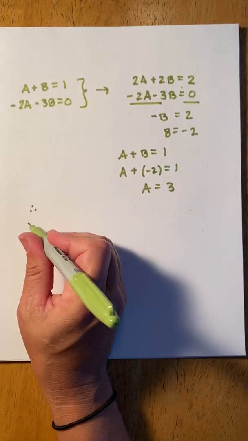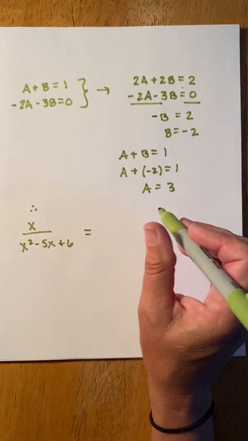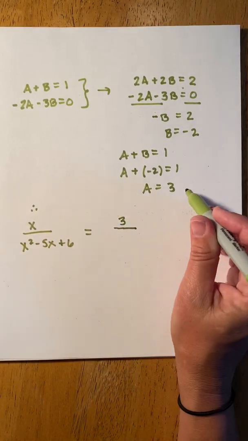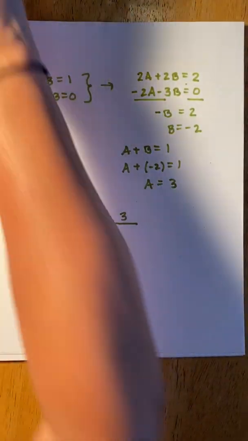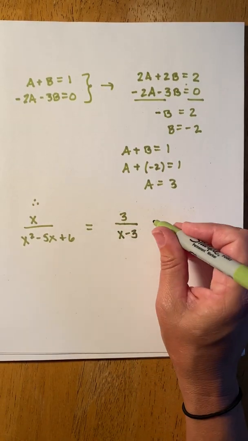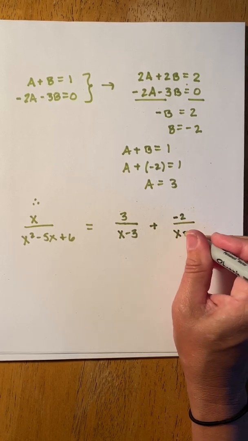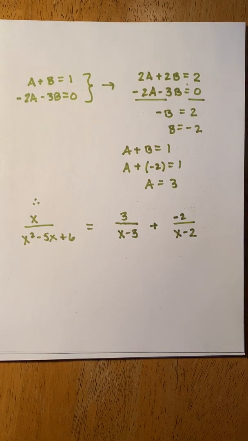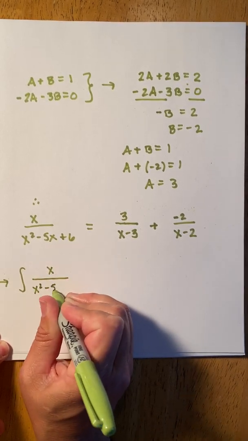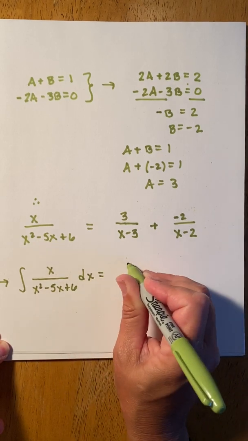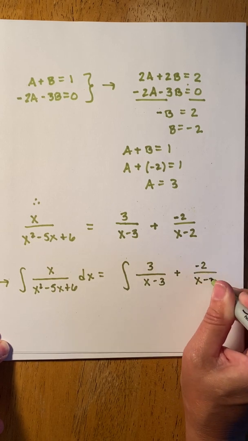So therefore, x over x squared minus 5x plus 6 can be written as a, make sure you put the right constant over the right fraction. When we go back up here, a was the value over x minus 3, and b was the value over x minus 2. Plus b, which was negative 2 over x minus 2. So now we can integrate both sides. So the integral of x over x squared minus 5x plus 6 is equivalent to the integral of 3 over x minus 3 plus negative 2 over x minus 2 dx.